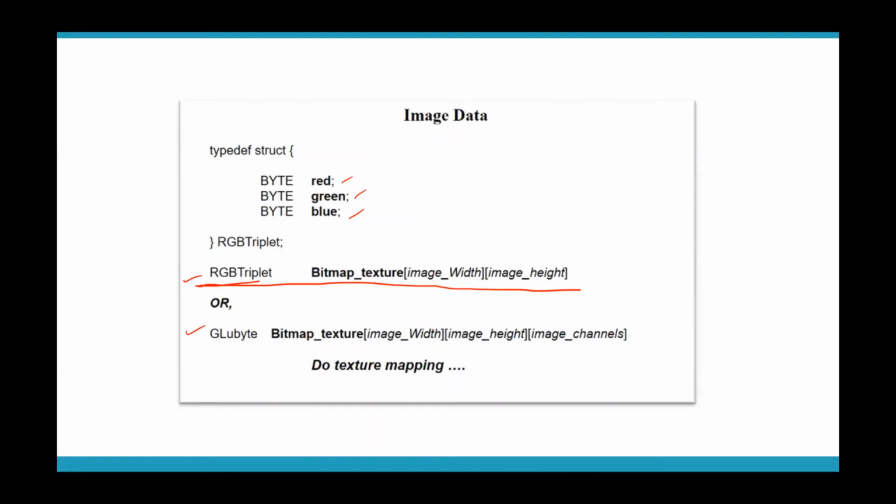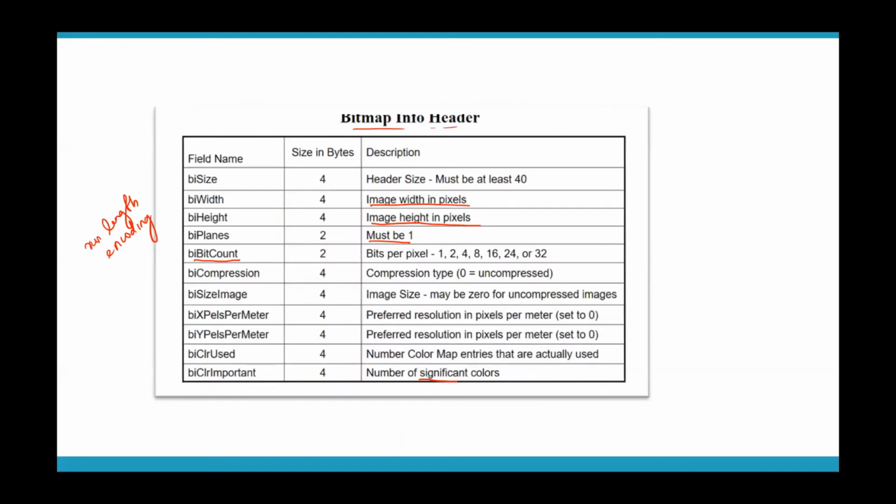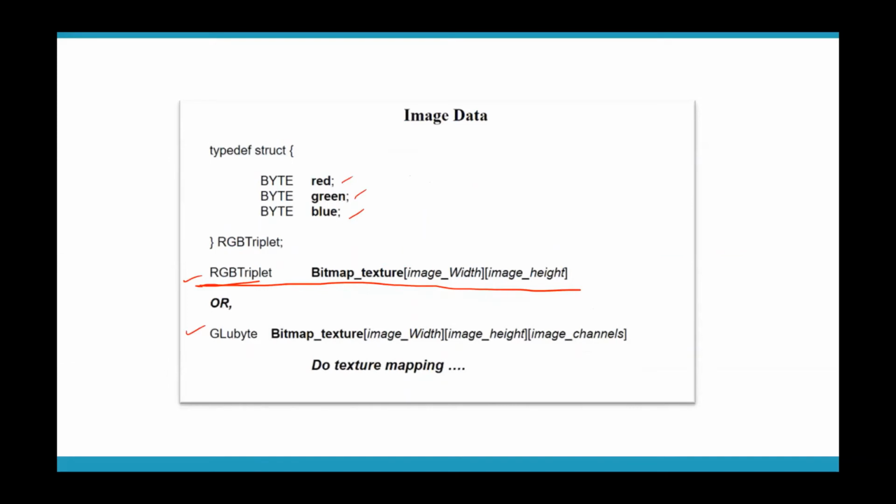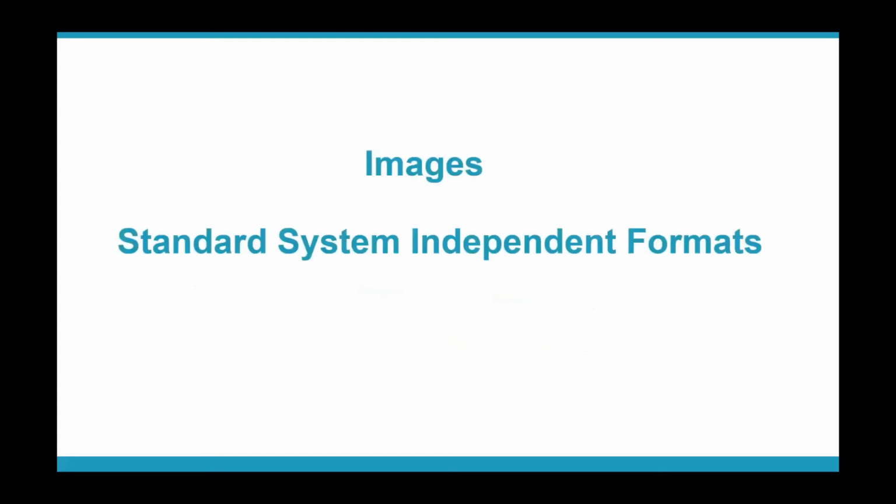So these are the important sections of a bitmap file. Normally bitmaps are uncompressed in nature, so you have to keep that in mind. Bitmap images are normally uncompressed unless you apply run length encoding on them. That is a system dependent format. Now we'll see the various system independent formats.